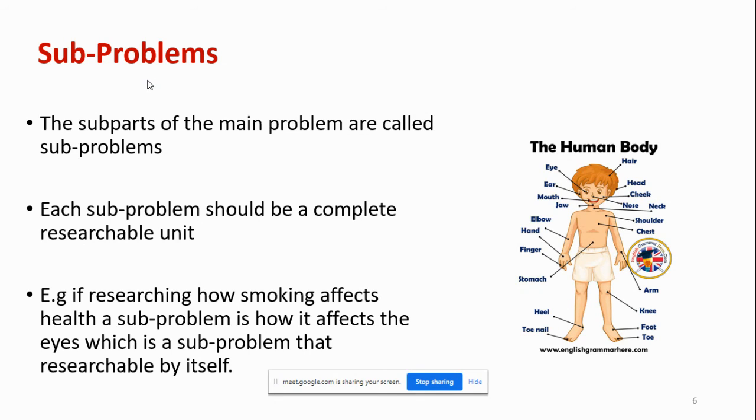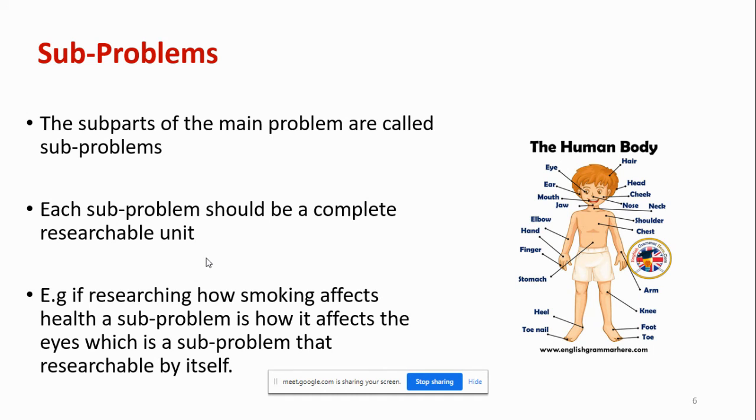Now, human health can consist of different components. It can be the lung, for example, and you want to investigate the impact on lung cancer. It can be the throat, the stomach, or any other part of the body. So what is a sub-problem? You are splitting your research into small, different problems, or sub-problems. But each one of these problems should be complete and become a researchable unit.